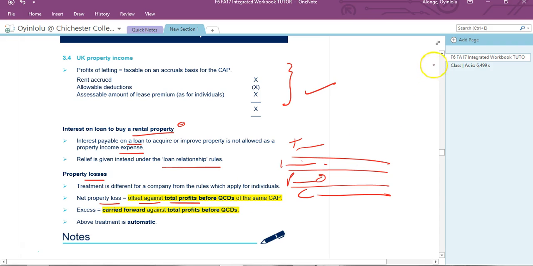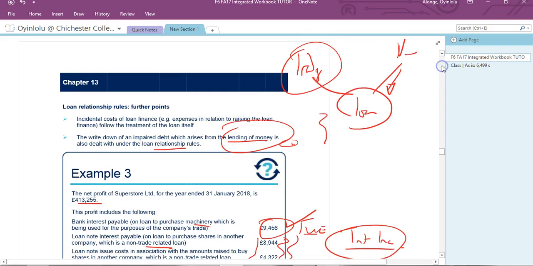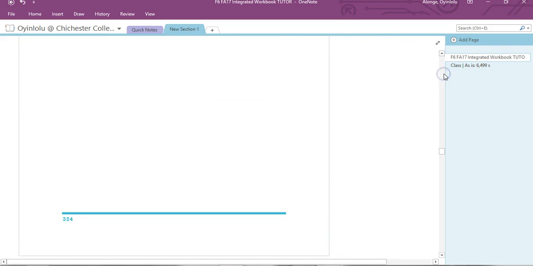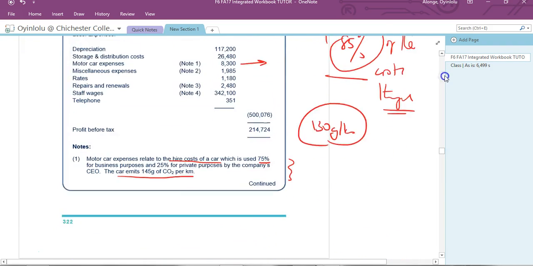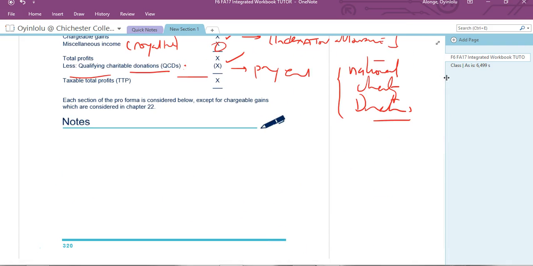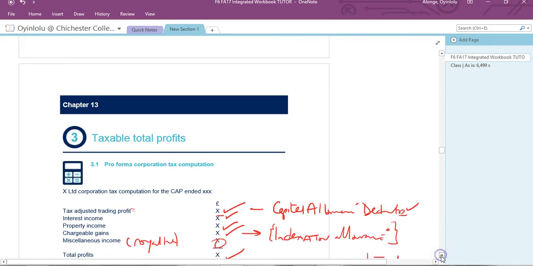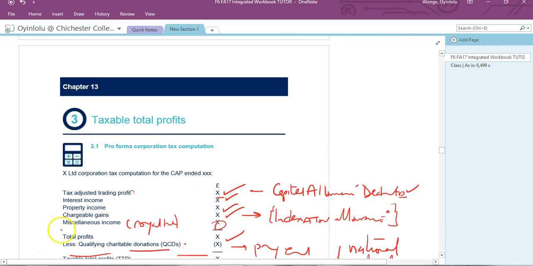So let's just go back up a bit to see what's going on here. I just want to get the table very quickly. Yes, here we are. So this is our total profits over here. They're telling us that if we make a loss here, we can offset this loss against these.